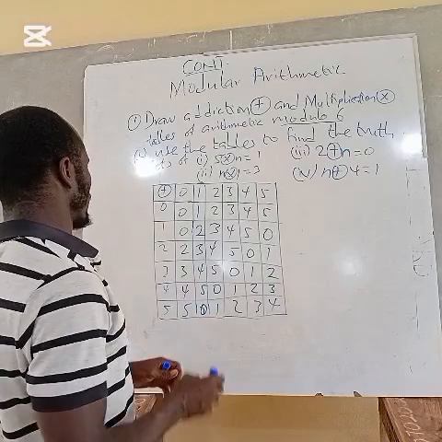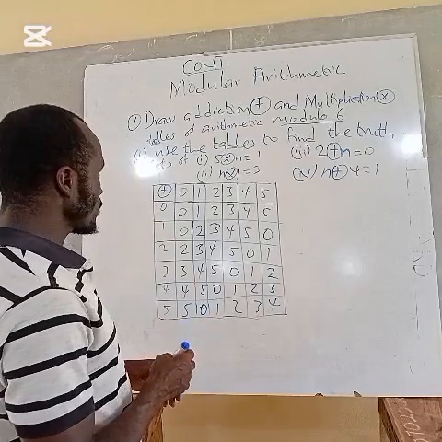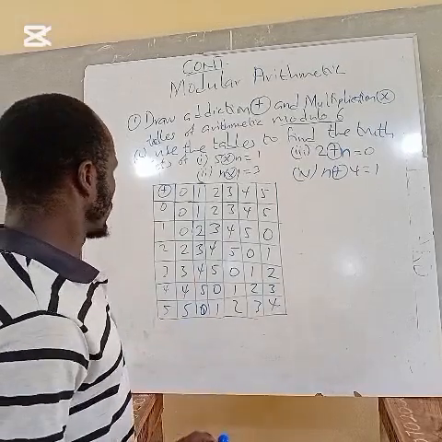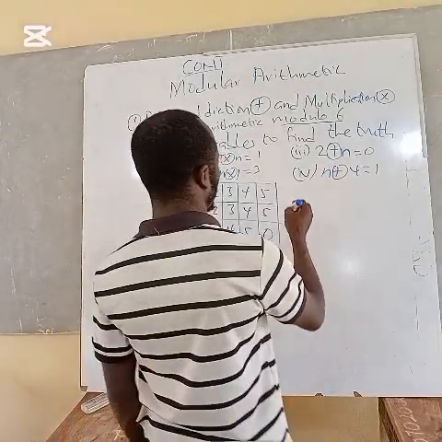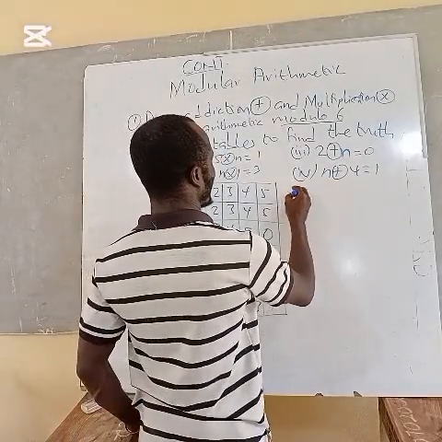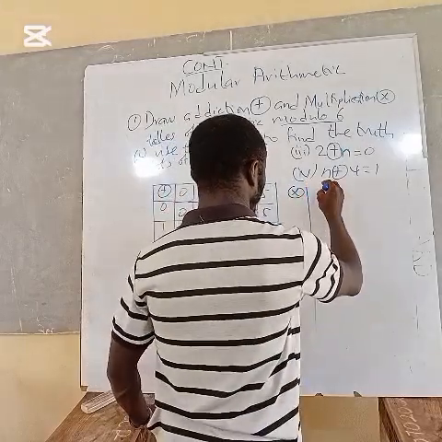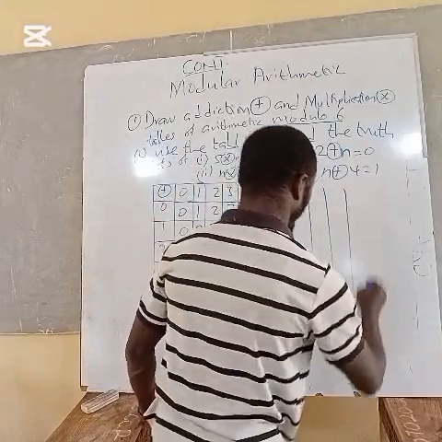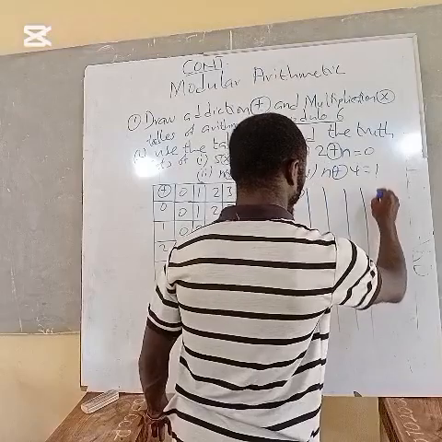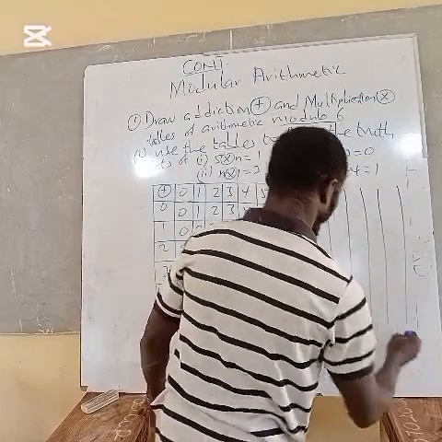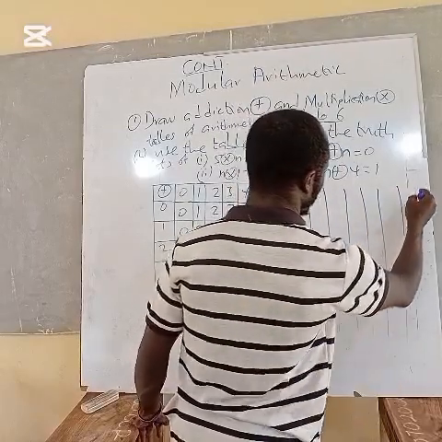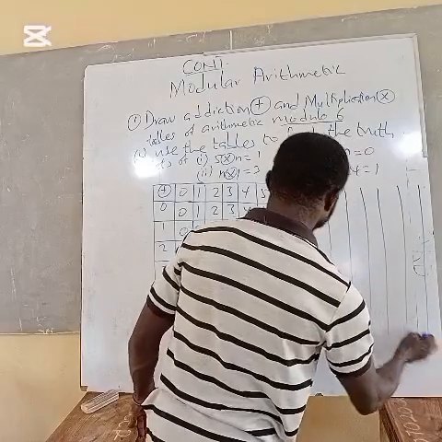So that is the addition table in modulo 6. Now let's go to the multiplication table. So we have the multiplication sign, then 1, 2, 3, 4, 5, and 6 across, and 1, 2, 3, 4, 5 down, and the last one, 6.